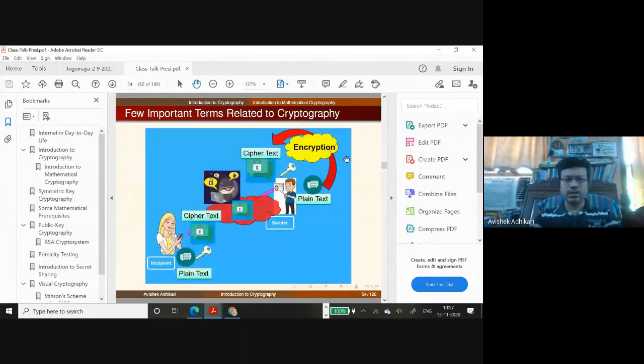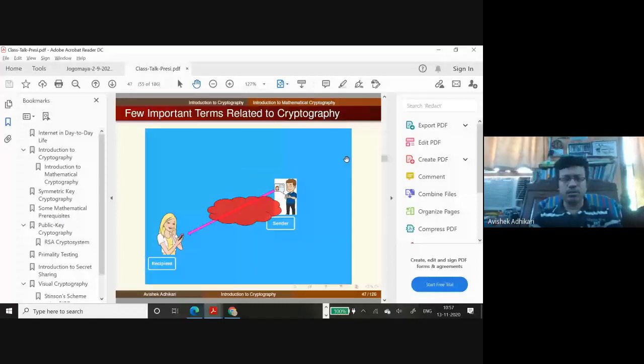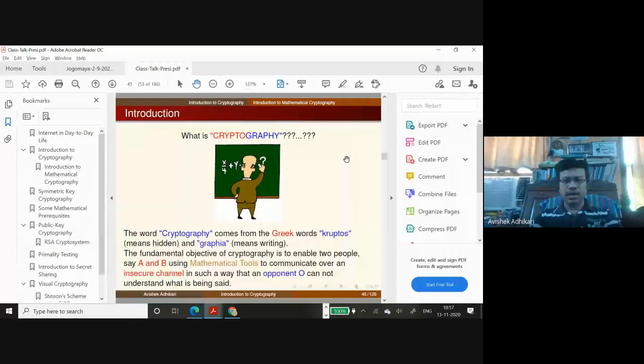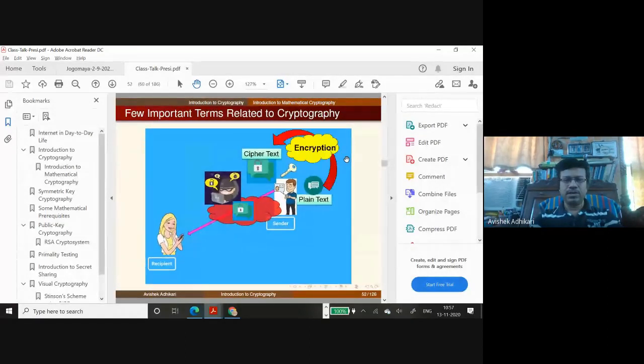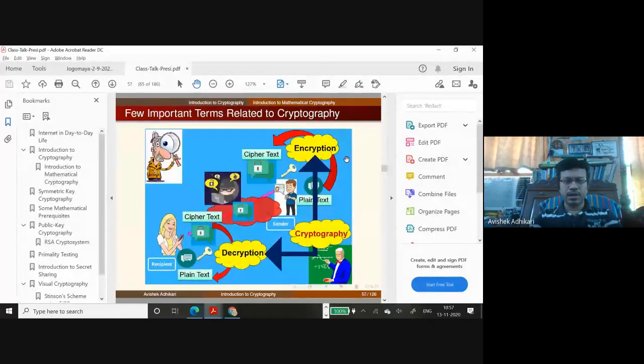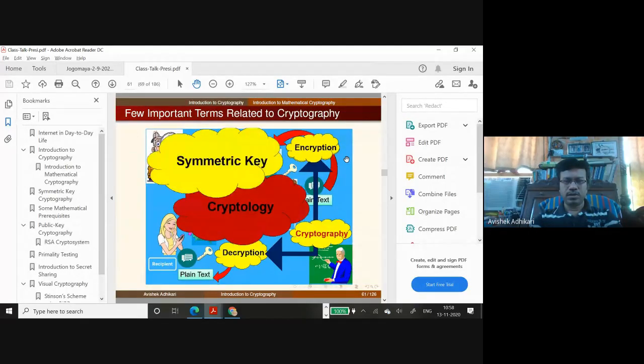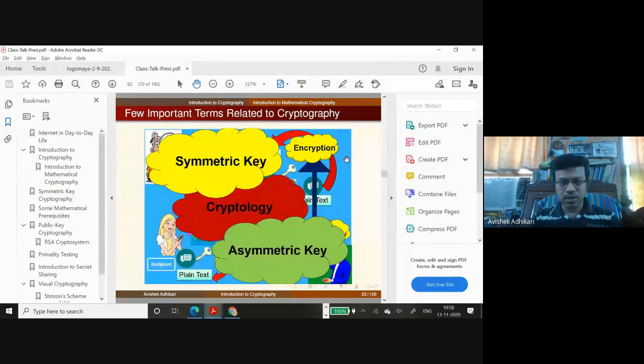In our last class, if you remember, I have already explained the definition of cryptography and then a few terms like plain text, ciphertext, encryption, decryption, cryptography, cryptanalysis, adversary, cryptology, symmetric key, and asymmetric key. The last examples that I gave to you were a few examples of symmetric key cryptography.